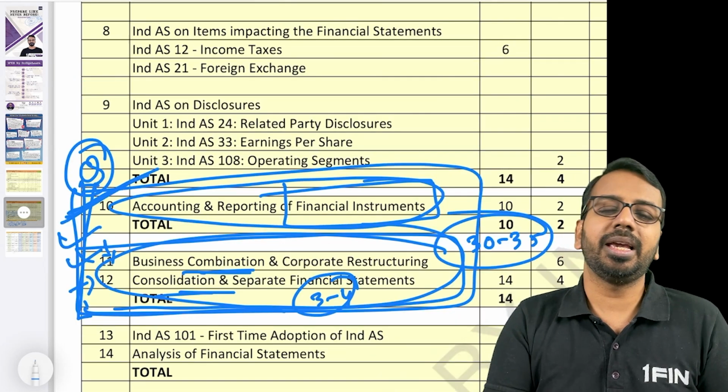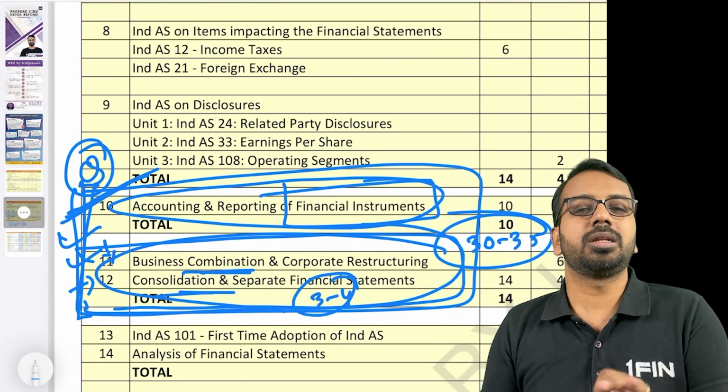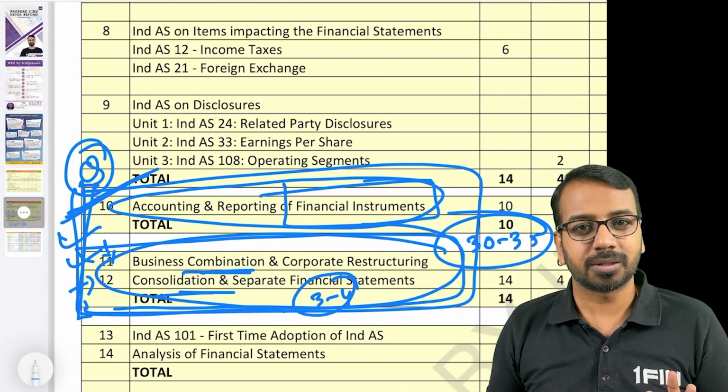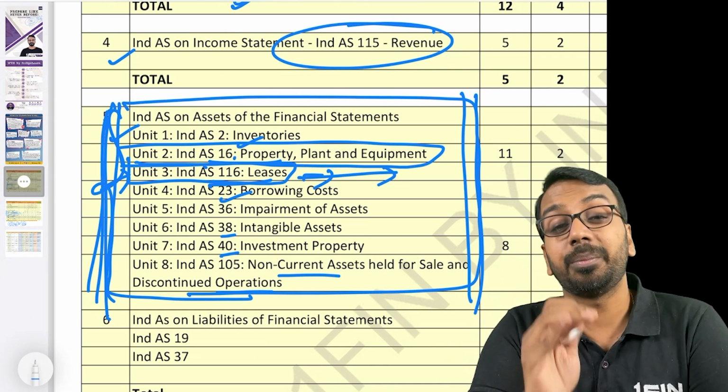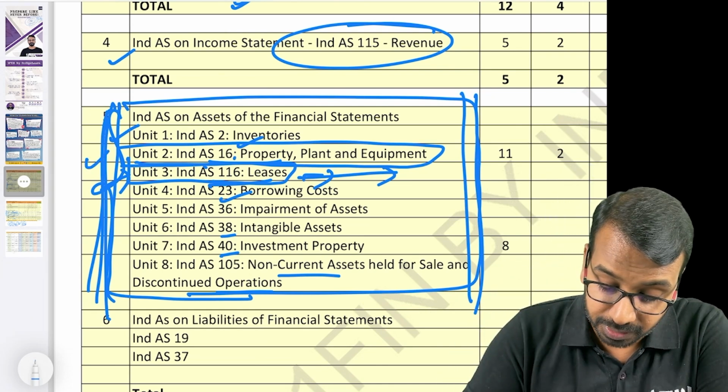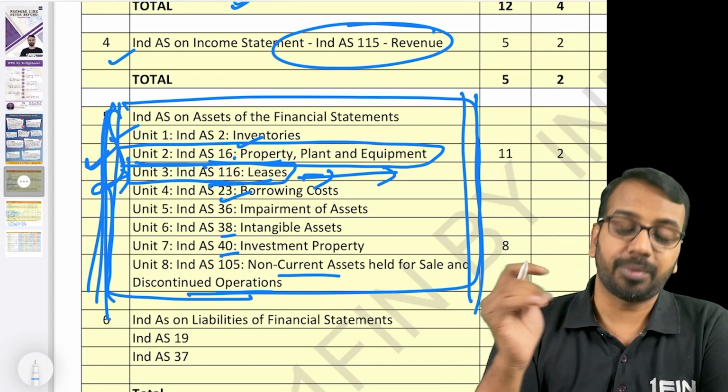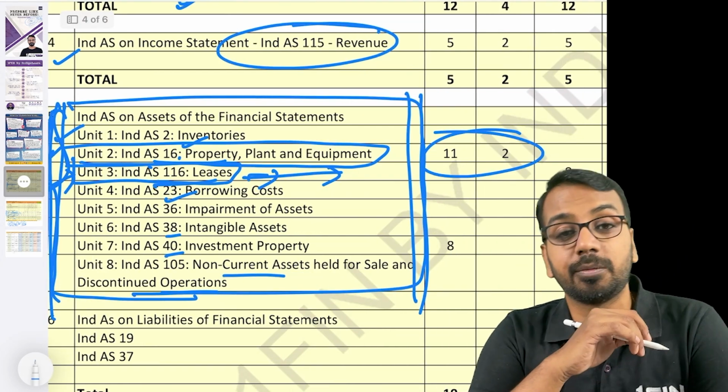Go back and see, are you able to solve the last 3 or 4 attempt questions on financial instruments? I have seen so many certified copies of students where students have made silly mistakes. They ignore this chapter. We tend to ignore this chapter, and see what they have done. 11 plus 2, 13 marks.